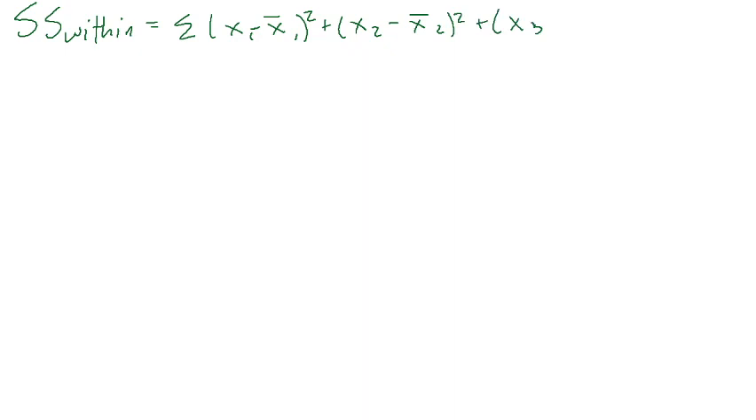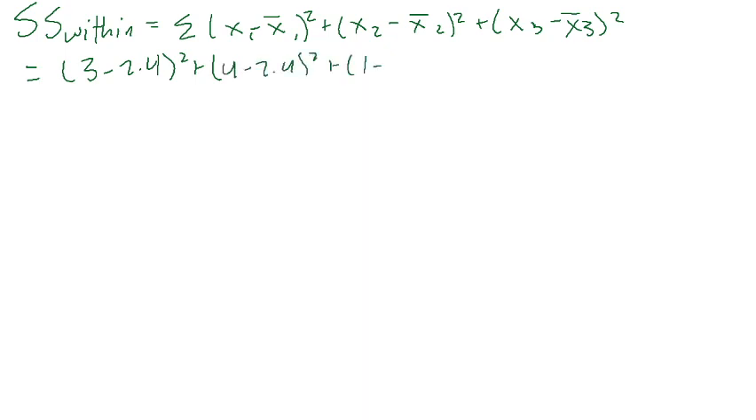So x bar 3 squared. This is what we're going to do. We calculated those means before. The mean for group 1 is 2.4, the mean for group 2 is 3.6, the mean for group 3 is 6.8. We're going to use those same values and take their relevant mean from them. So 3 minus 2.4 squared plus 4 minus 2.4 squared plus 1 minus 2.4 squared plus 1 minus 2.4 squared.